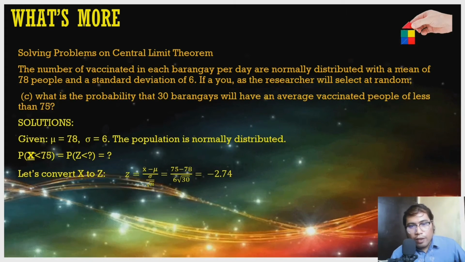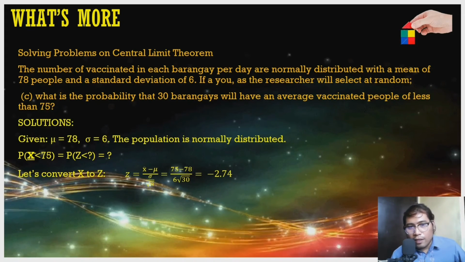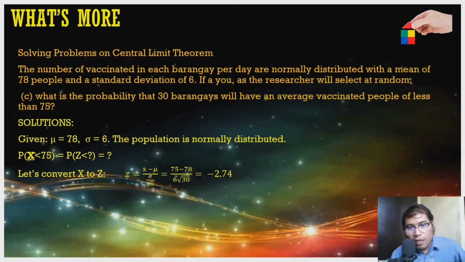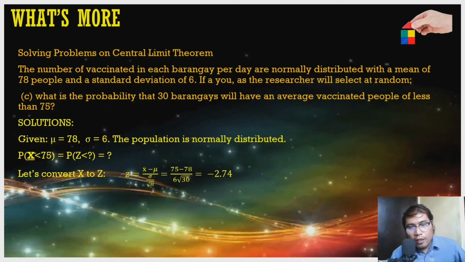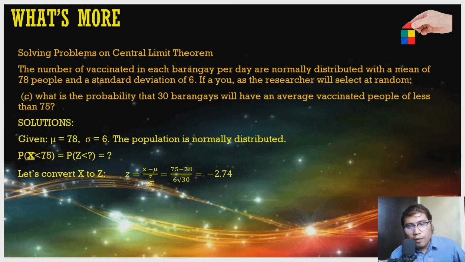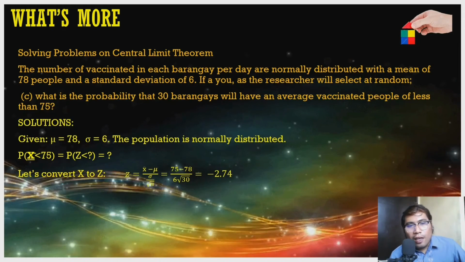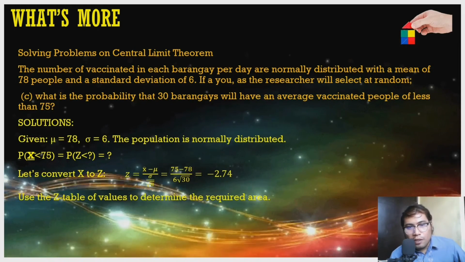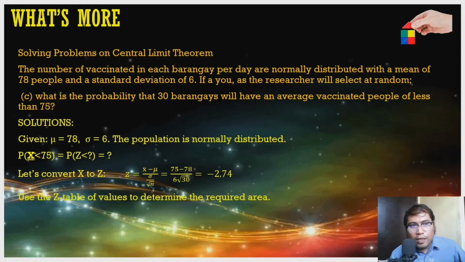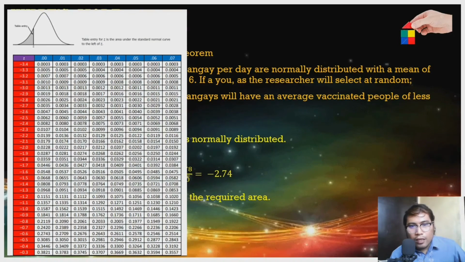Our x bar here is 75, because we are going to get the probability of less than 75, and the population mean is 78, over 6 divided by the square root of 30. In solving this, 75 minus 78 over 6 over the square root of 30, you'll get negative 2.74. Having this, we can use the table of values to determine the area or the probability of negative 2.74.